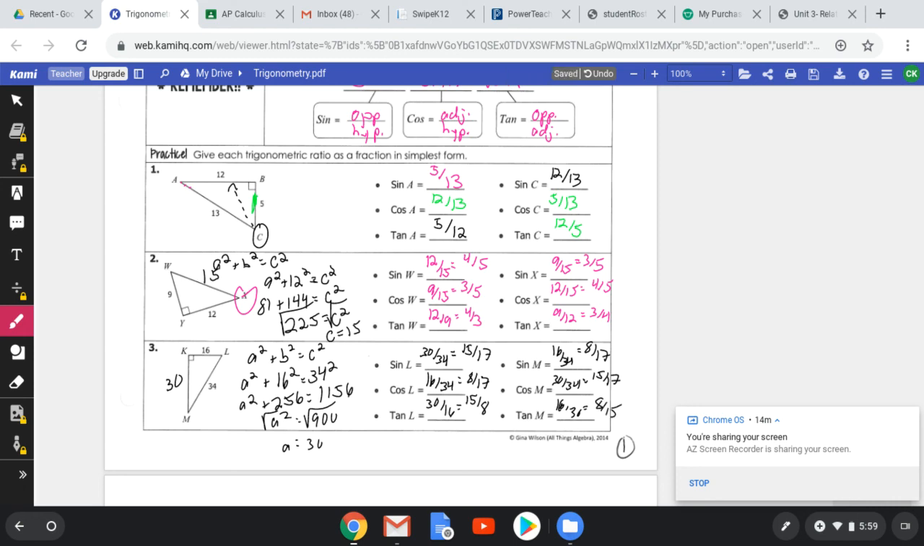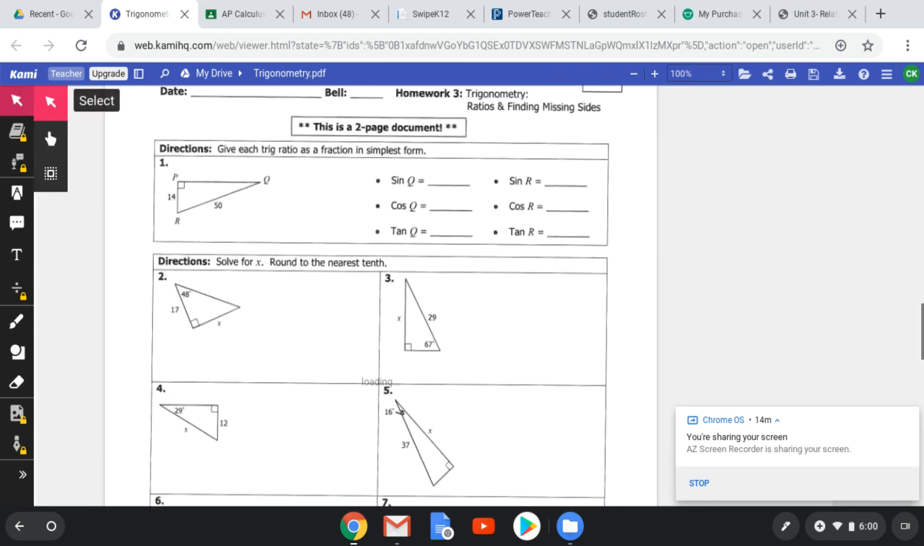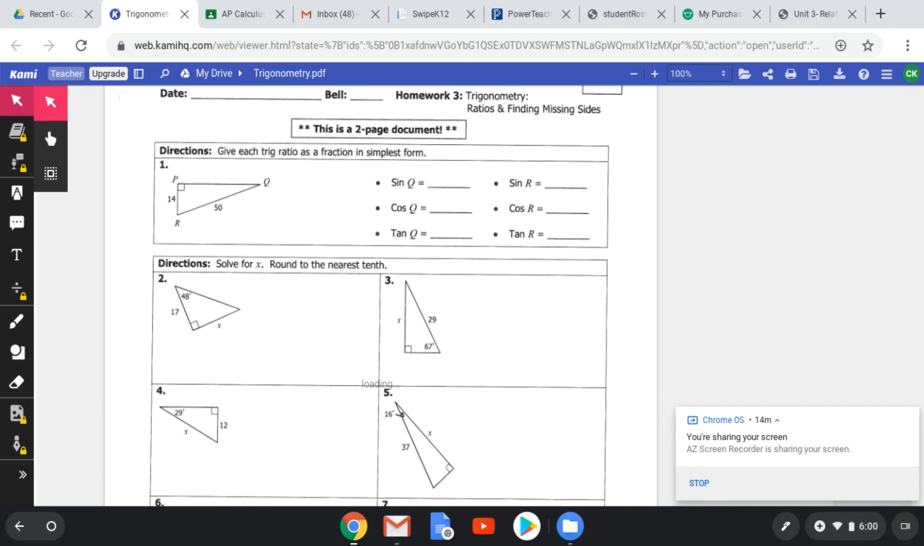So that, ladies and gentlemen, is how you do trig ratios for right triangles. I'm going to stop the video here because for the next section I do want to be there with you, because it involves your calculator. So this is a little quick lesson here. For homework, not much: just do number 1. That's it. Next class we will go over how to find missing sides of right triangles.